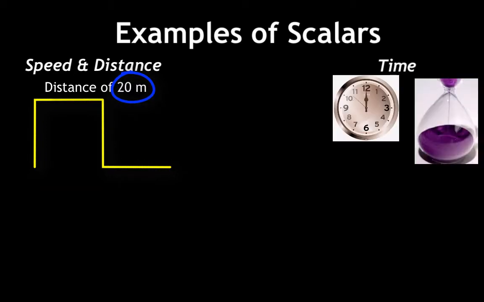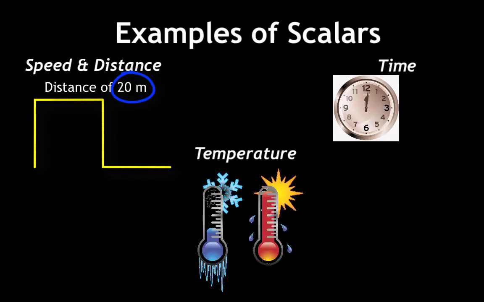Time is another example of a scalar. Notice how there's no direction that we associate with time, and whenever we ask for a measurement, we only give the magnitude. Right? We only give a value and not a direction. Temperature is also an example of a measurement that doesn't depend on direction. All we care about is the value.